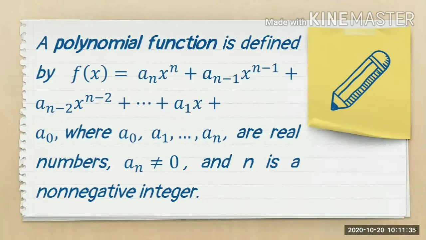Next, a polynomial function is defined by f of x is equal to a sub n, x raised to n, plus a sub n minus 1 times x raised to n minus 1, and so on and so forth, where a sub 0, a sub 1, hanggang a sub n po are real numbers. So technically lang po, ang ibig sabihin lamang ng polynomial function, ang isang algebraic expression ay polynomial function kapag ang algebraic expression po is equal to f of x.